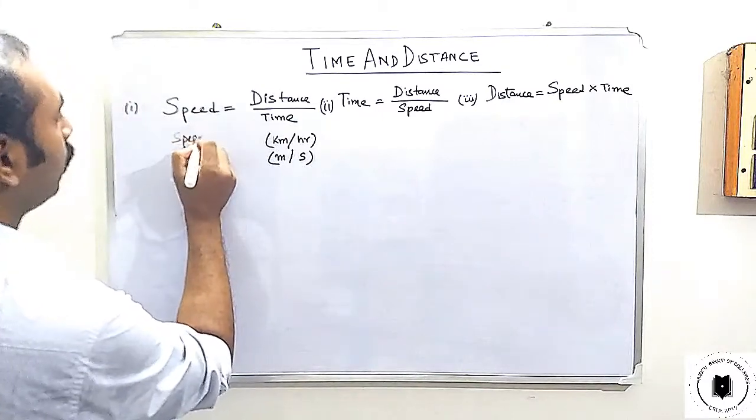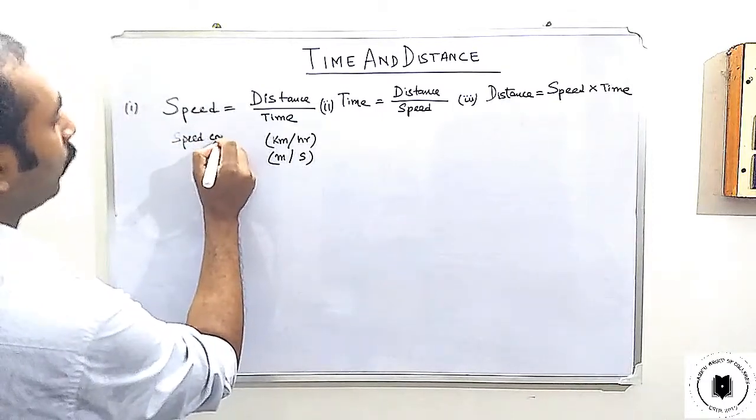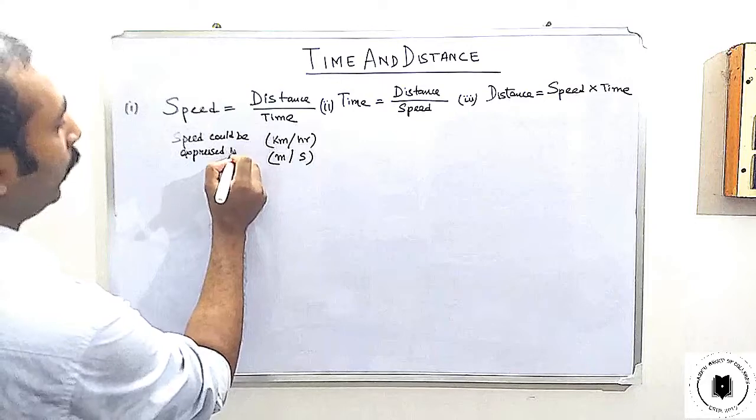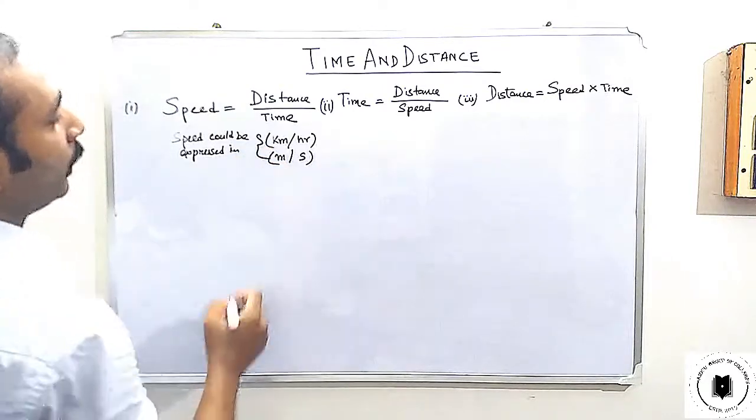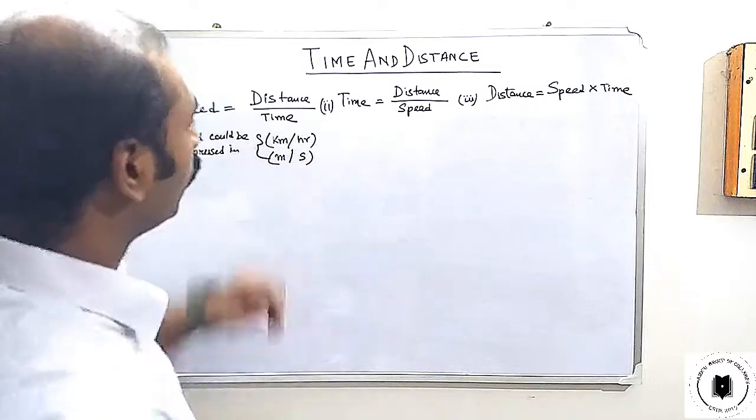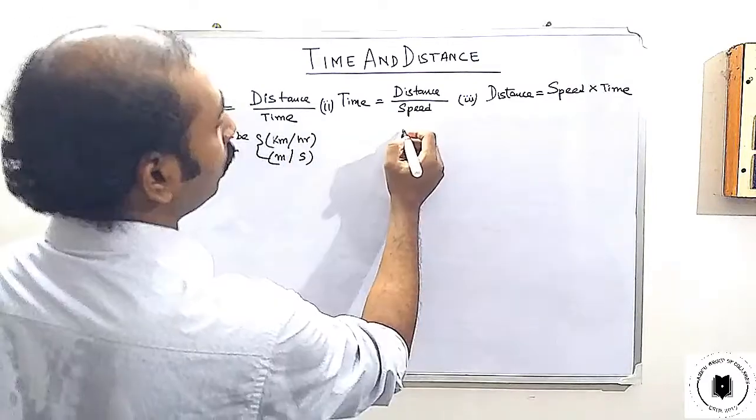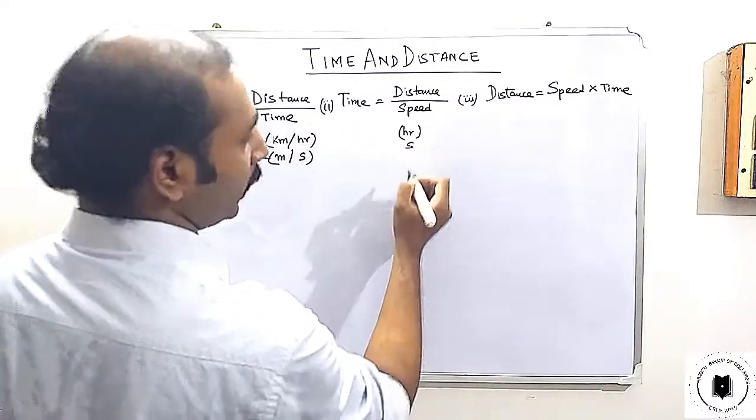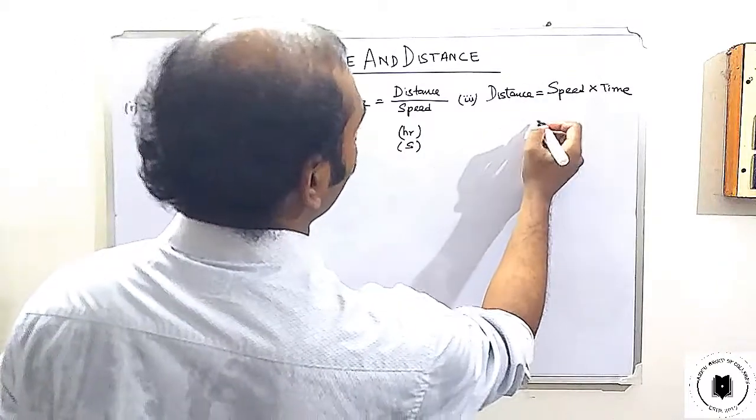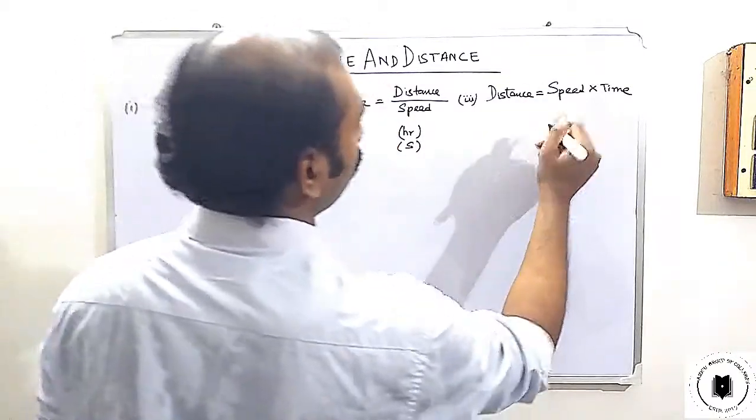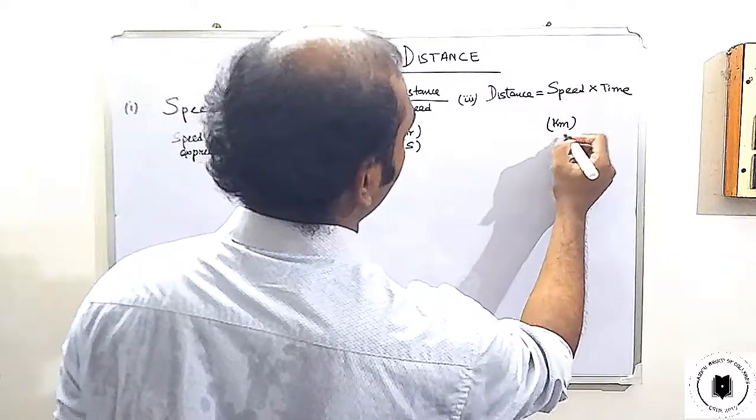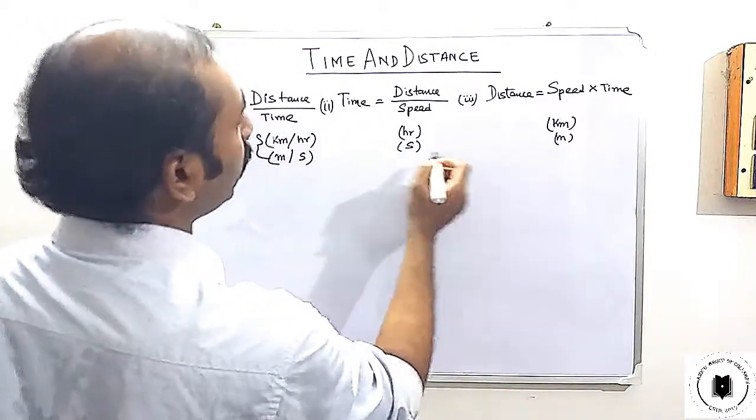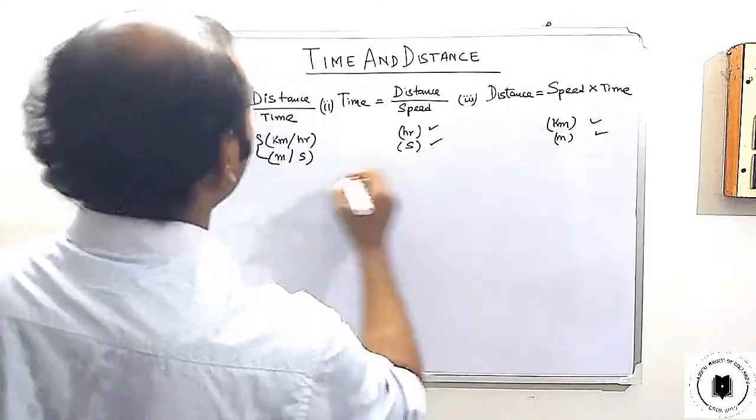Therefore, speed could be expressed in these formats, in kilometer per hour or meter per second. For this we can have hour or seconds, and for this we can have kilometers or meters, right? So these three could be our possible units.